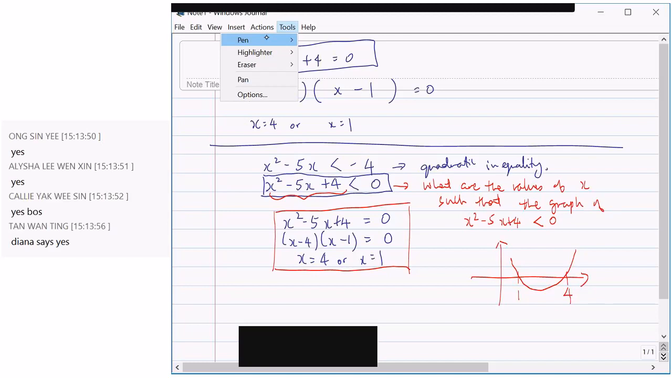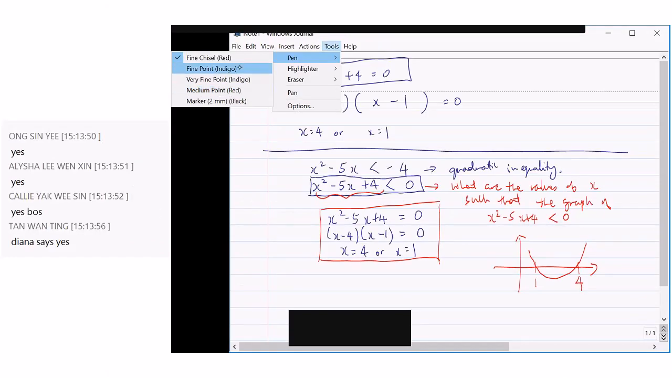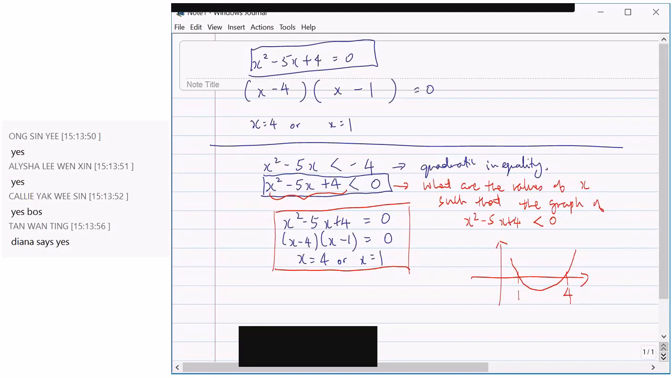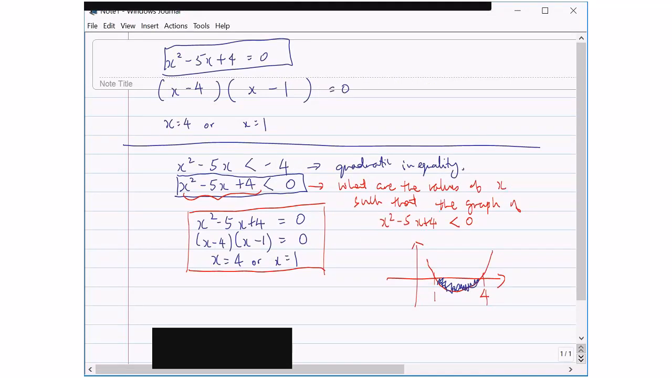Okay, let me change the color. Which parts of the graph will be negative? I will say this part of the graph is negative. Can you see the curve is completely underneath the x-axis? So this part of the graph will be negative. Yes or no?